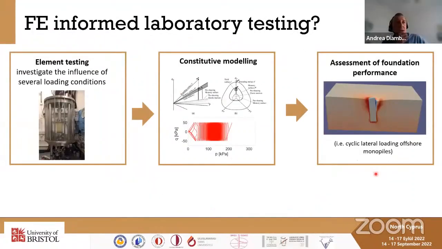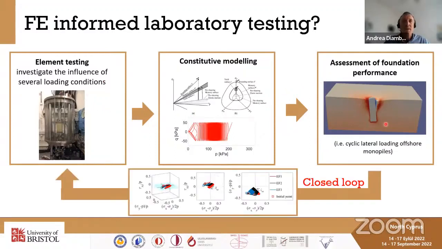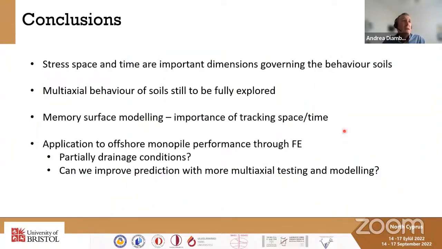And this brings me to the end of my presentation, where, if you remember the structure, we went from element testing to modeling to 3D FE. But probably the real value here is actually to come back, where we can use FE to inform again what we are doing in our element testing, such that this becomes a closed loop, and overall we can reach some convergence and probably some optimization of the overall design. And yeah, this is the end of my presentation.